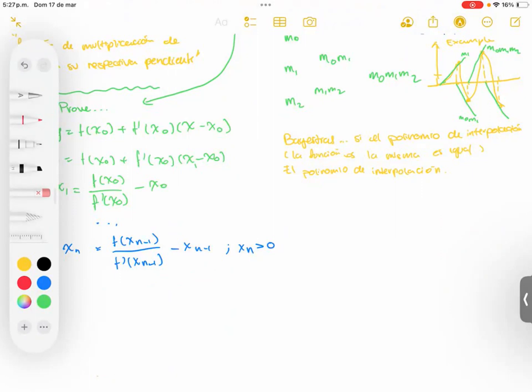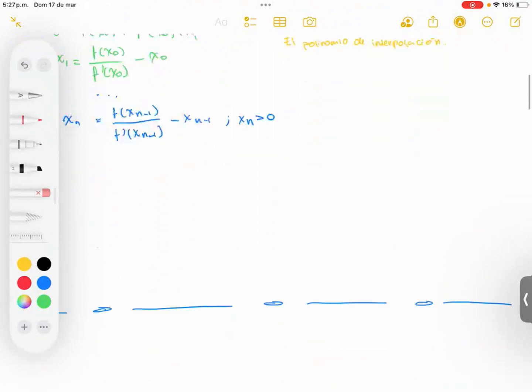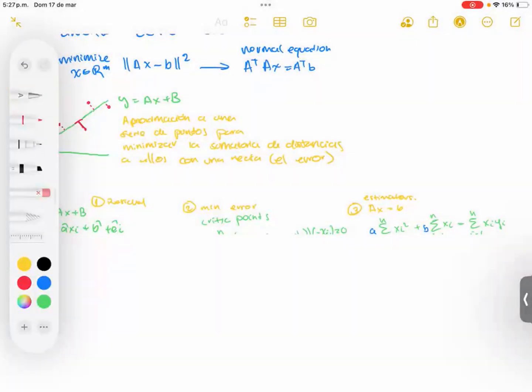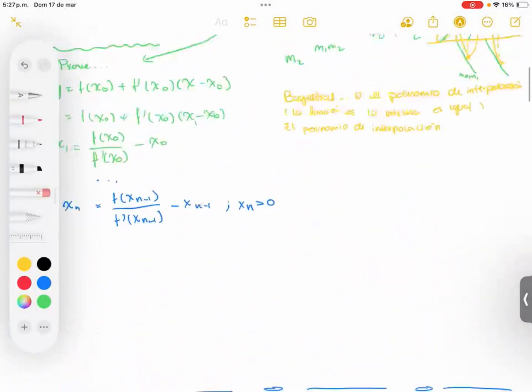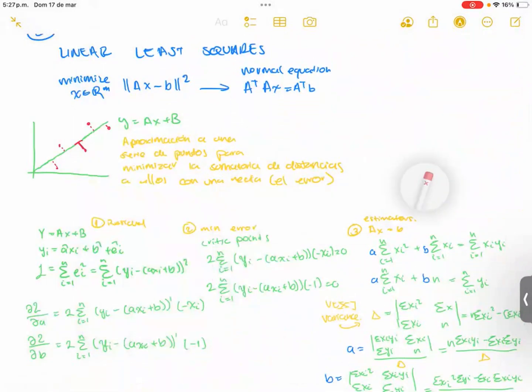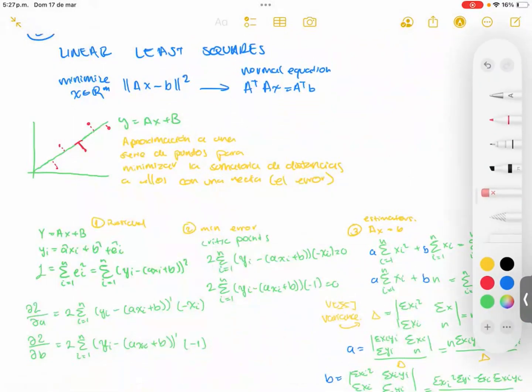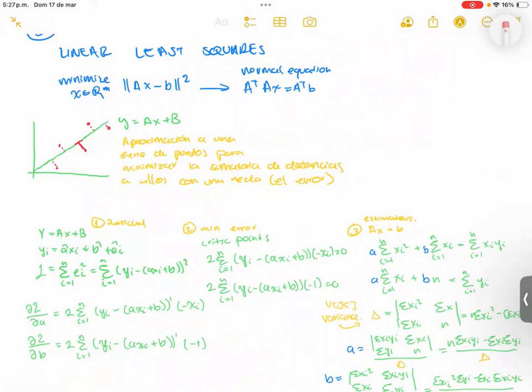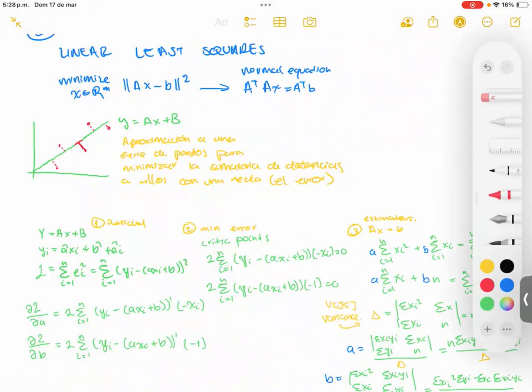The next point is just the linear equations, the linear least square method. This is an optimization problem. What we're having here is a way to minimize the error. What's the error in this case?